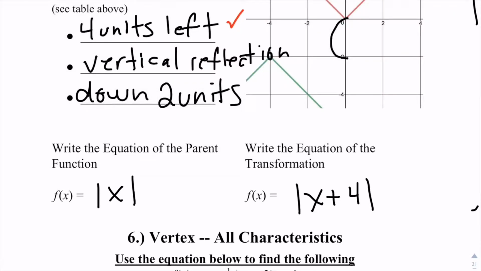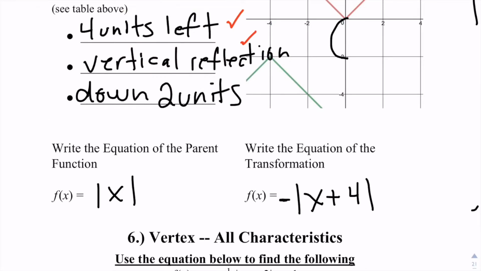Now, the second part, we know we have a vertical reflection. It flips upside down. So then we know that all we have to do to create a vertical reflection, because I already told you that I didn't put stretches in here for you, our compressions, we have to put a negative in front of the absolute value expression. So our vertical reflection component's done.